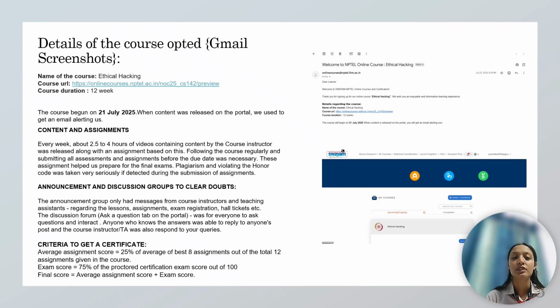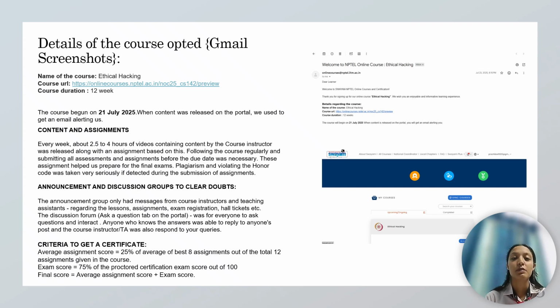These were some Gmail screenshots of the details of the course that I opted for. Every week we were sent an email alerting us about the content. This is the URL, and the course duration, as I told, was 12 weeks. This course started on 24th July 2025. When content was released on the portal, we used to get emails like this alerting us.